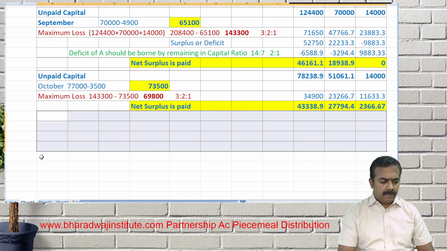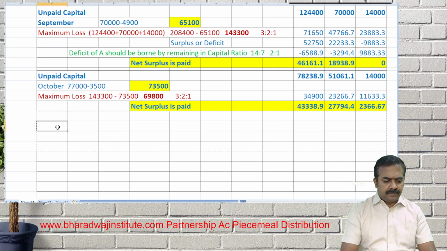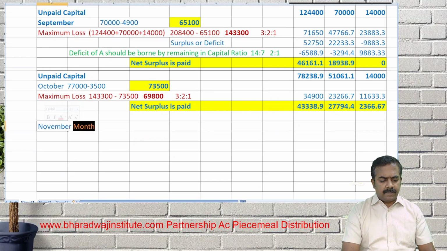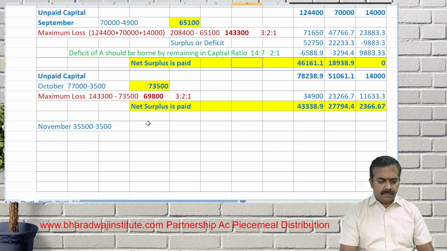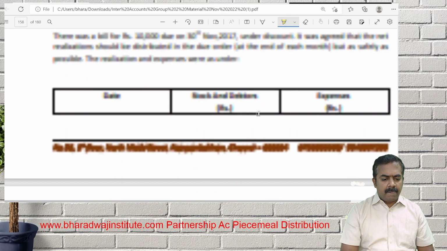Then which month? November month. November month, what is the amount realized? 35,500 minus 3,500. What is the amount available? Plus 10,000, a bill to be paid. The bill was discounted. Look at the bill.